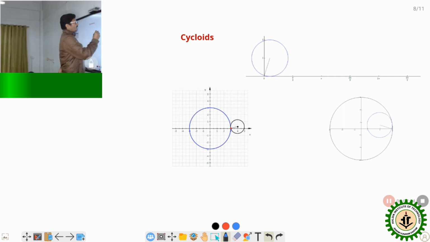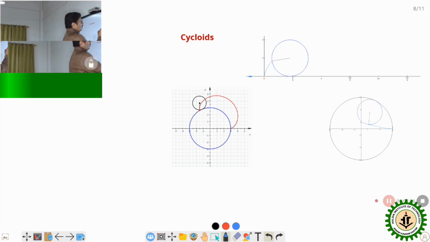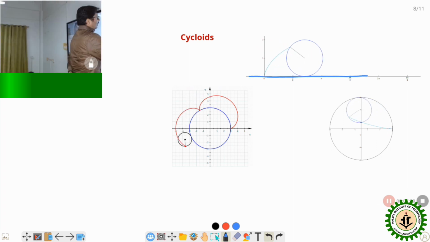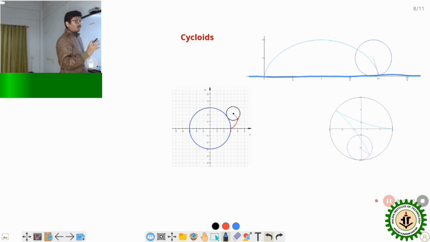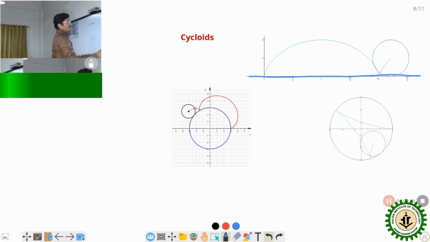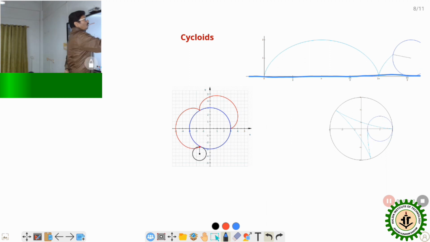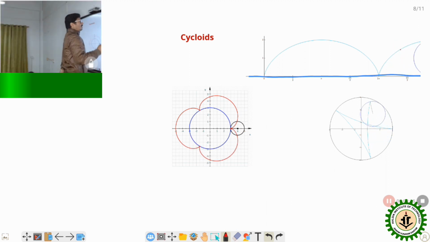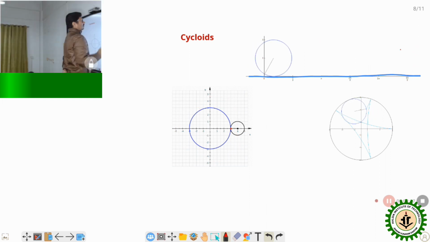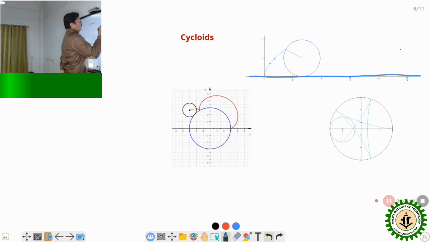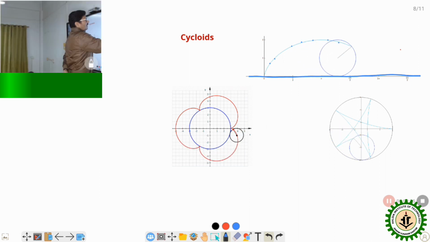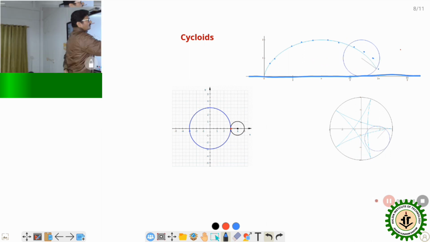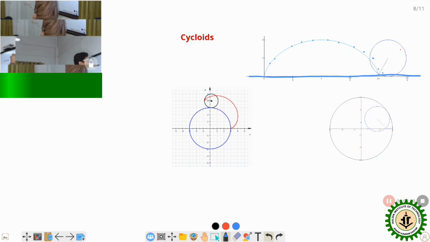Now there is a horizontal line. You can see there is a horizontal line on the floor, and if I rotate a circle on that floor, rotate, not slip, one point lies on the circumference of the circle. We trace a path. You can see this point, the point lying on the circumference of the circle, is tracing a path, and that path is known as a cycloid.